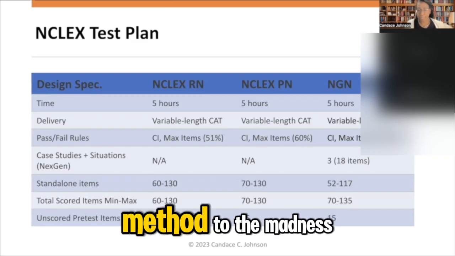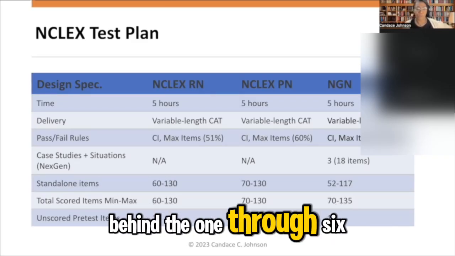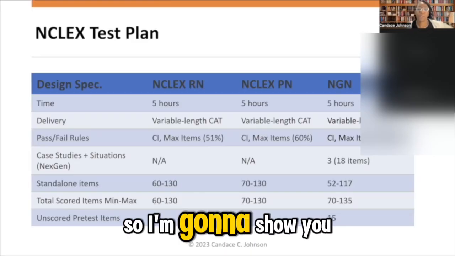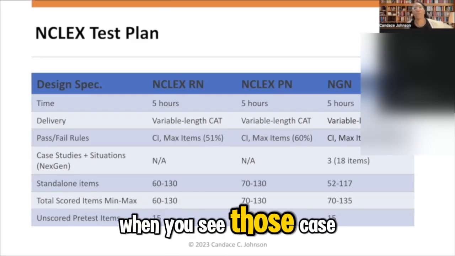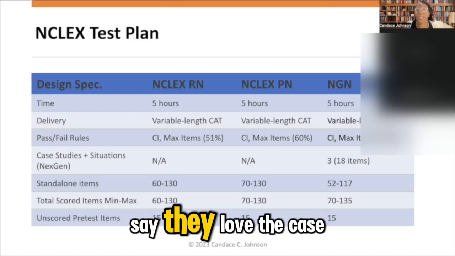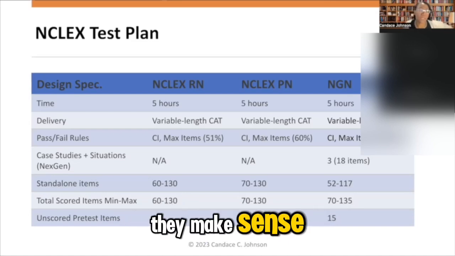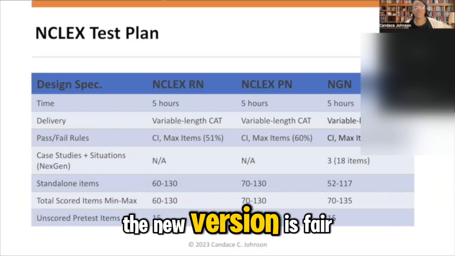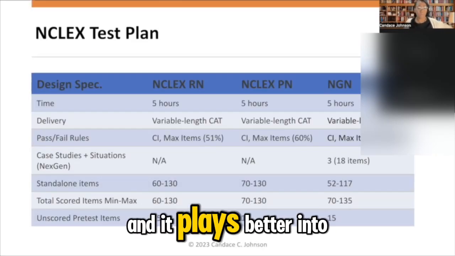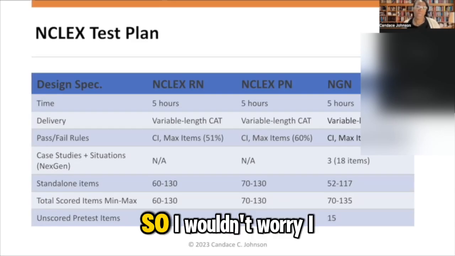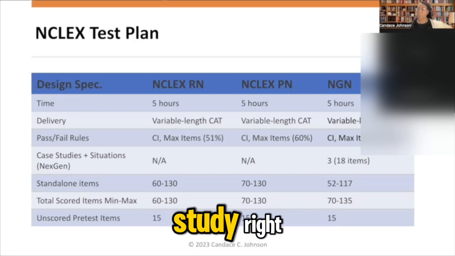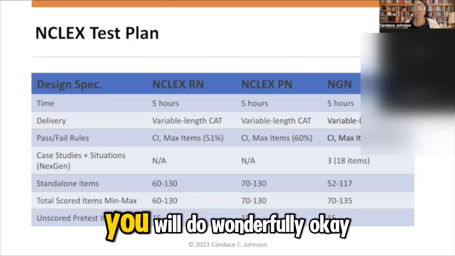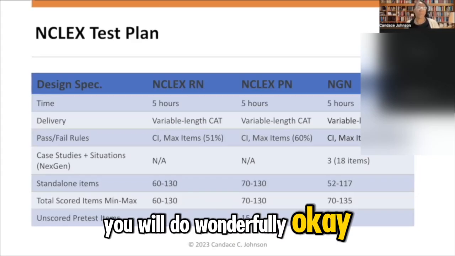I'm going to show you the method to the madness behind the 1 through 6 questions. Each one of them has a similar structure. So I'm going to show you how that goes. That way, when you see those case studies, and let me tell you, people say they love the case studies. They make sense. They look like real life. And it's just a new way to take the test. The new version is fair and it plays better into your knowledge. So I wouldn't worry. I feel like if you study right and make sure that you are covering all the different 8 areas, you will do wonderfully. Okay. Not worried about you at all.